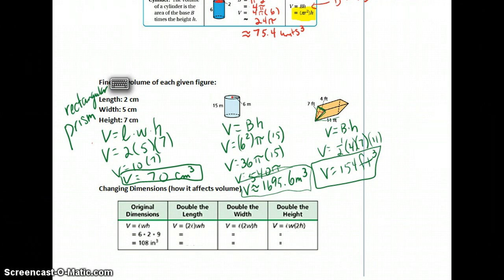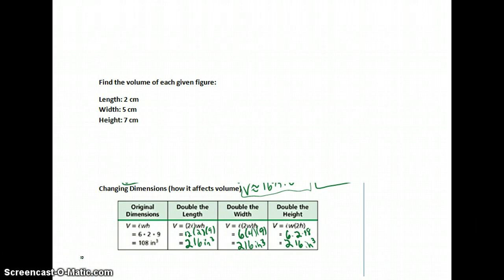We're going to quickly take a look at how changing the dimensions affects the volume. If we're just looking at a rectangular prism here, length times width times height, if we doubled any of these dimensions, say we wanted to double the length, or double the width, or double the height, then the volume would also double. So for instance, doubling the length, instead of using a length of 6, we're going to use a length of 12. We multiply it out, we get 216 compared to 108.